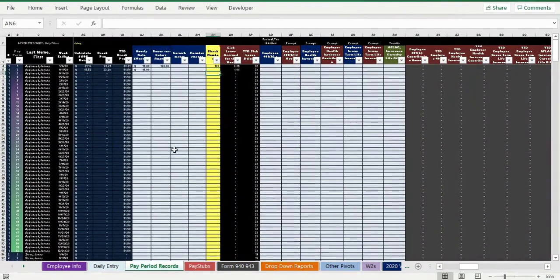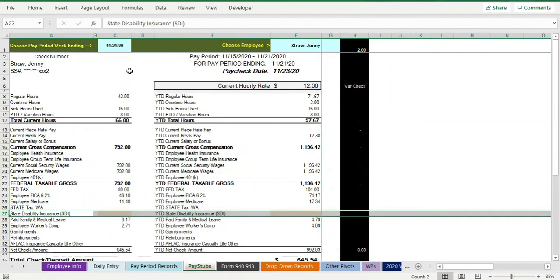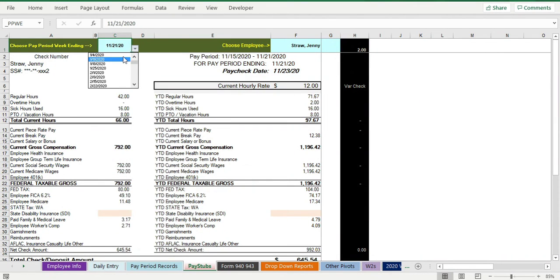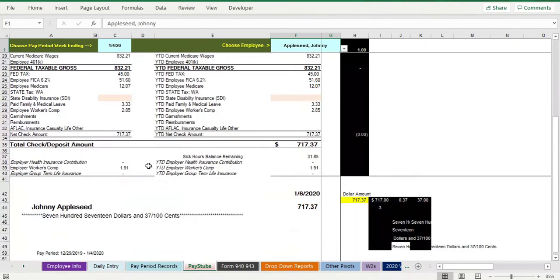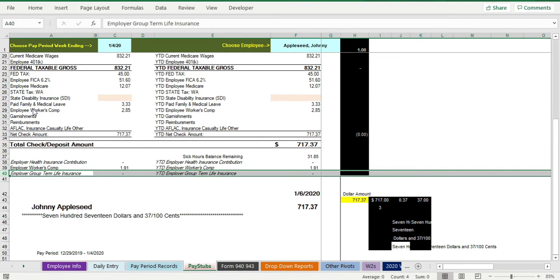All right, so your pay period records. So you've entered in like a full paycheck for those people. So then you have your pay stubs. You just choose the date and you choose the name right here. So I'm going to end up doing some more work on this pay stub. There's a lot of things I think you don't use that we can just flat out delete. Like you don't have employer group life insurance, gone.